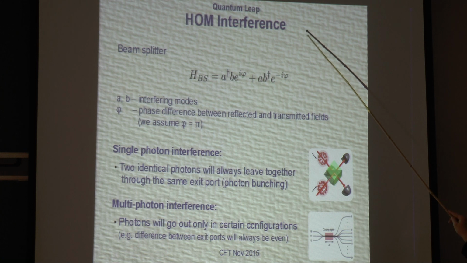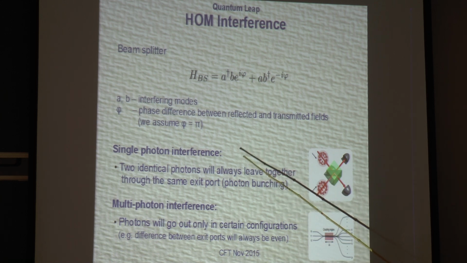So Hong-Ou-Mandel interference is implemented by the beam splitter Hamiltonian, which in case of a single photon sends the photon randomly to the left output port or to the right output port. The Hong-Ou-Mandel effect has been originally observed for interference of two identical photons. So two identical photons enter the beam splitter. And due to the bosonic character of this interference, the two photons will always exit together. They will bunch. They will never go apart.